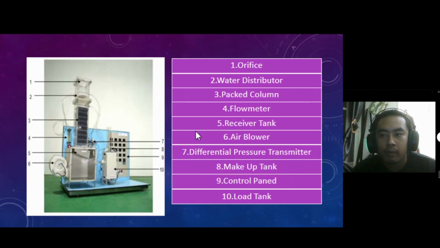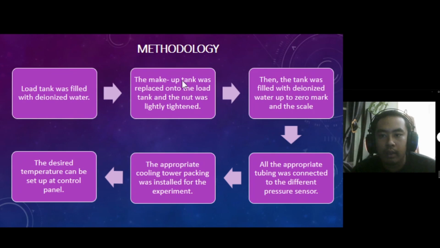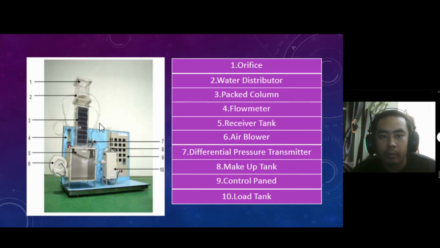Okay, so the makeup tank at number 8 is being filled here. Then it is placed onto the load tank. Then the tank was filled with the ionized water up to the 0 mark on the scale. After that, the appropriate tubing was connected to a different pressure sensor. So for the tubing, we have to make sure they are connected to an appropriate transmitter, so we can read the pressure when going through the experiment at the control panel.